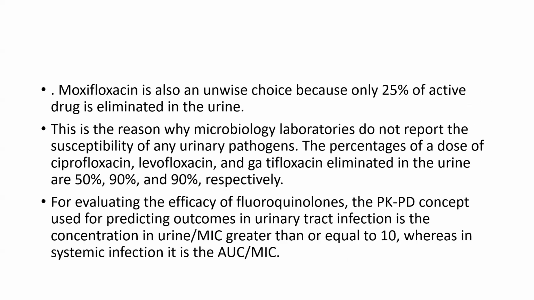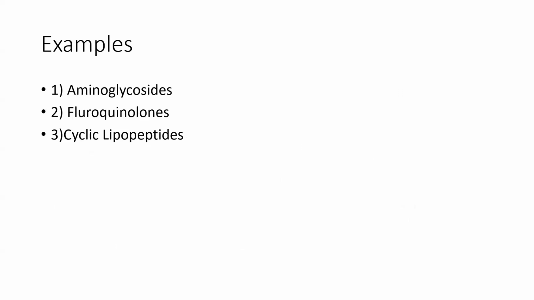Moxifloxacin is also an unwise choice because only 25% of active drug is eliminated in the urine. This is the reason why the microbiology lab does not report the susceptibility of any urinary pathogen. The percentages of the dose of ciprofloxacin, levofloxacin, and gatifloxacin eliminated in the urine are 50%, 90%, and 90% respectively. For evaluating the efficacy of fluoroquinolones, the PK/PD concept used for predicting outcome in urinary tract infection is concentration in the urine over MIC greater than or equal to 10, whereas in systemic infection it is area under the curve over MIC. So examples of the concentration-dependent antibiotics are aminoglycosides, fluoroquinolones, and cyclic peptides.